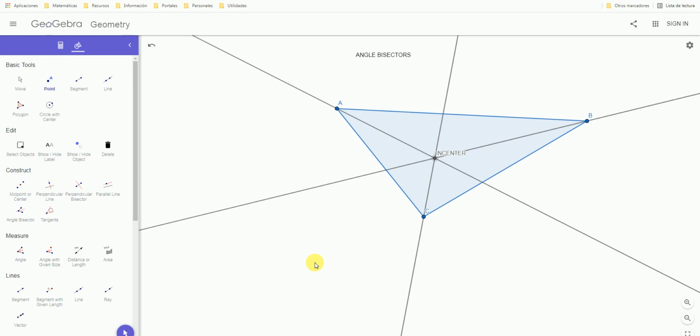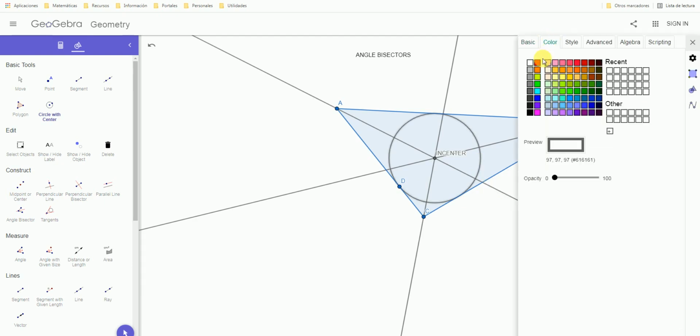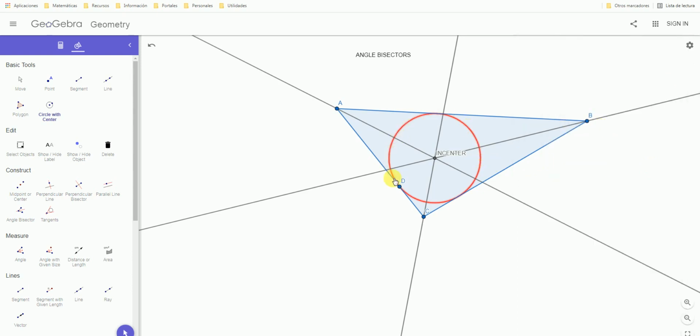And why do we call it the incenter? Well, we call it the incenter because this is the center of a circle inscribed in the triangle. Let's color the circle red. This circle is inscribed in the triangle.